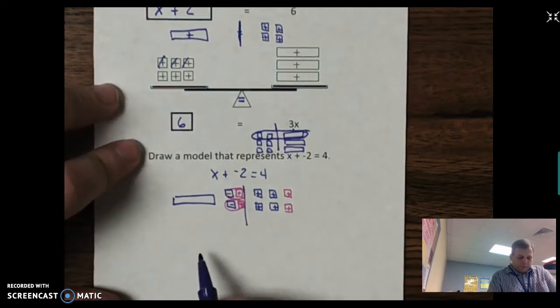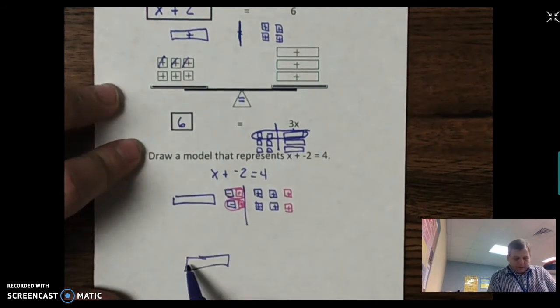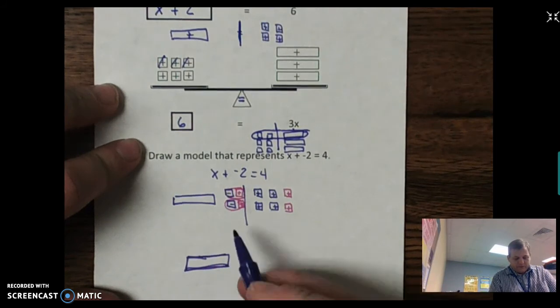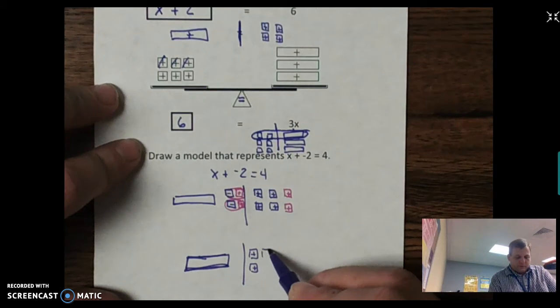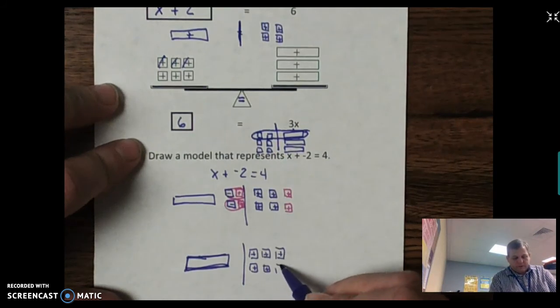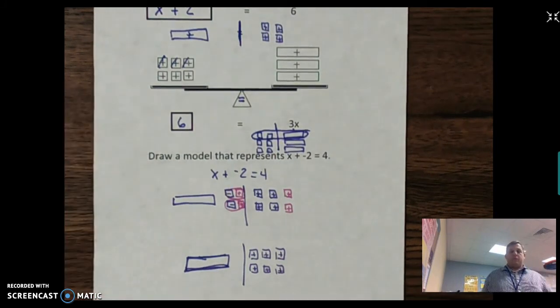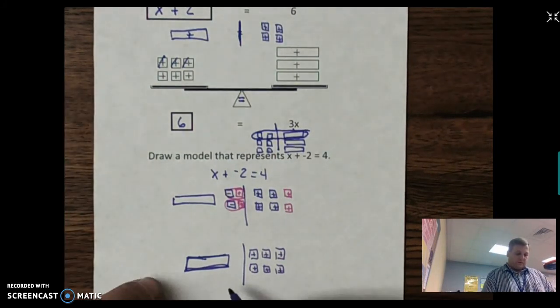So then I take what I'm left with, and I have 1x on this side, which is great. That means it's isolated. And I have 6 positives on this side. Okay, so x equals 6.